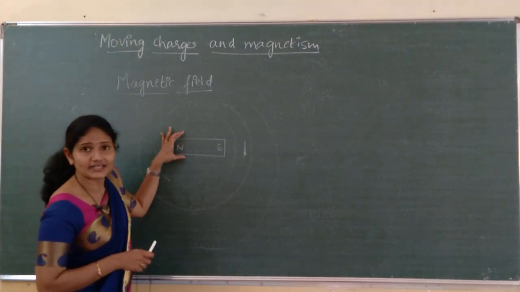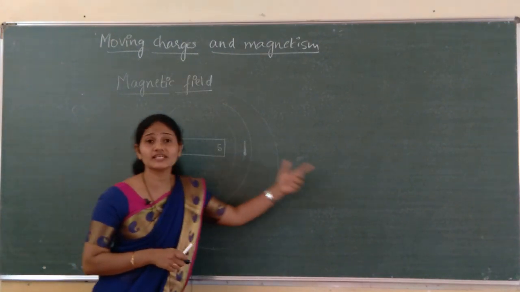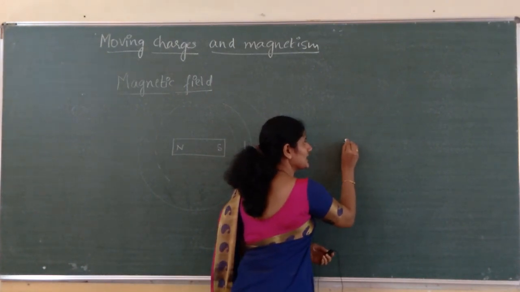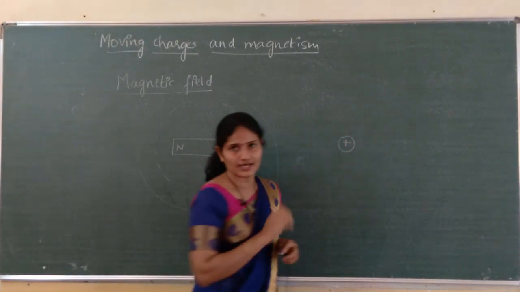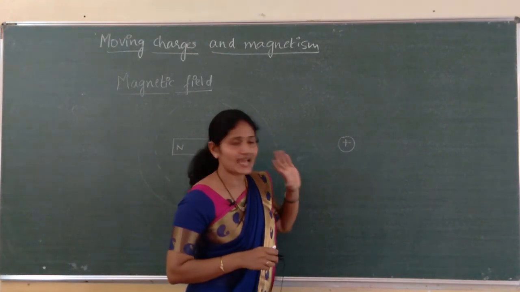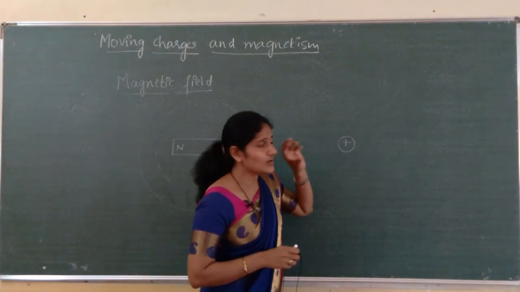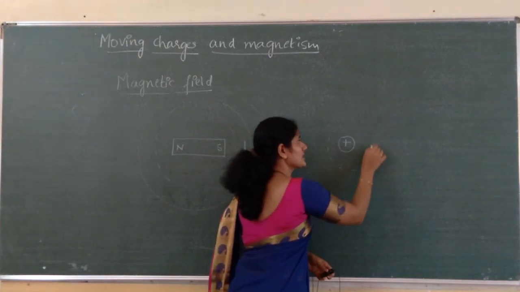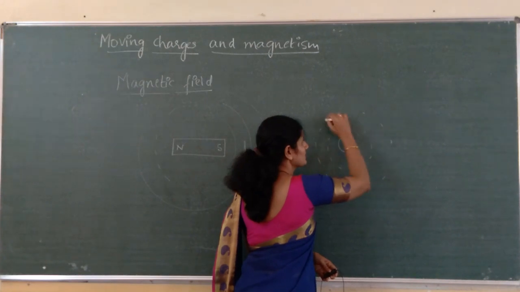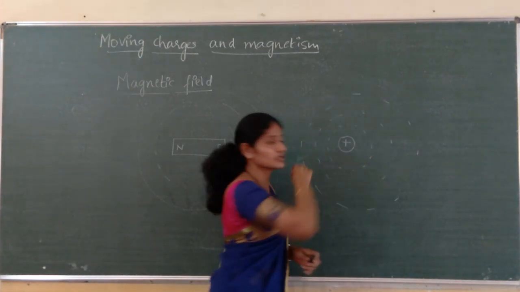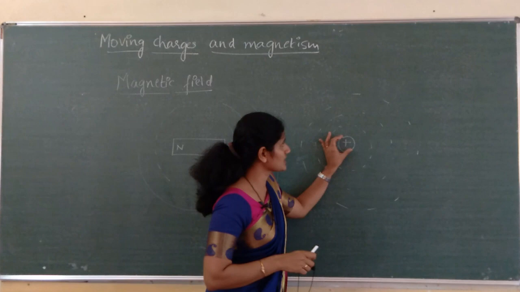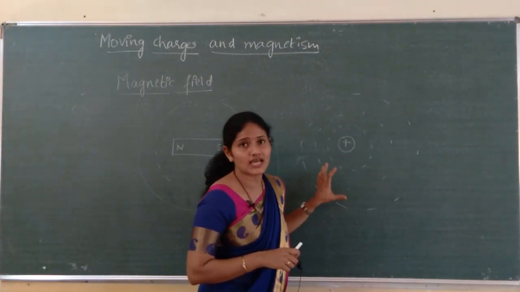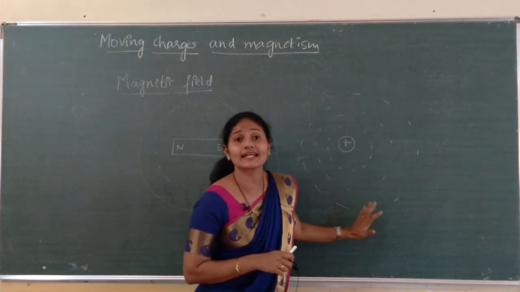Every magnet has this property. It is similar to the electric field. For electric field you should have one charge, right? Just imagine that this is a static charge. When we place a static charge in space, this charge will create an effect around the charge, and that effect is called electric field.